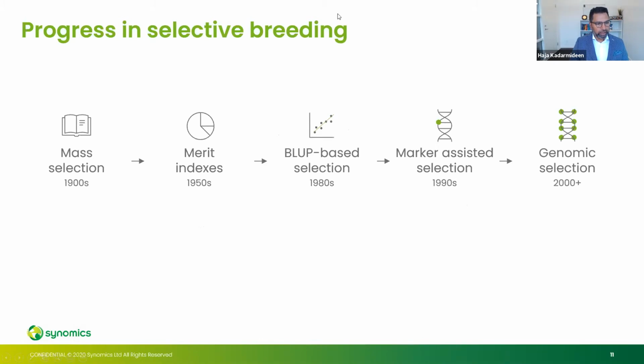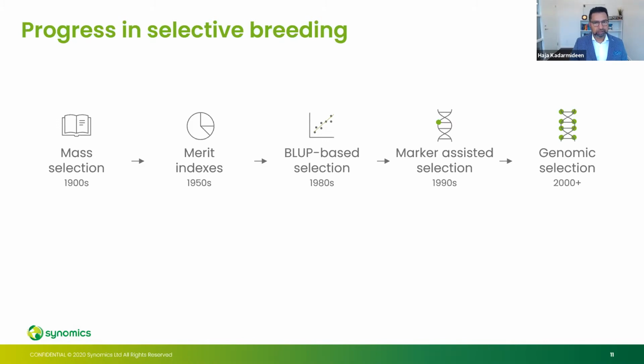Before we get into that, a quick run through the history of selective breeding, starting with mass selection, all the way through to merit, blood, and genomic selection. Mass selection goes back to the 18th century, where the aim was to breed the best of the best based on phenotypic characteristics, followed by herd books and breed societies, etc.